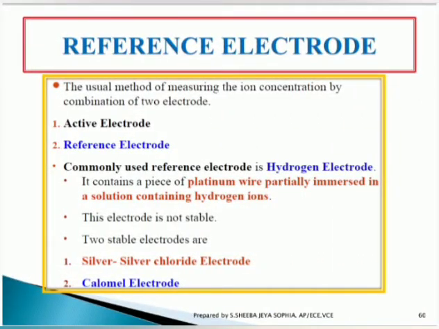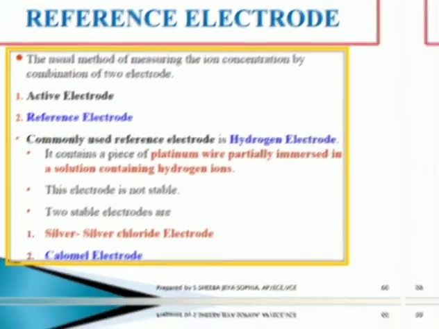A reference electrode is also used along with our measuring electrode. The usual method of measuring ion concentration by a combination of two electrodes is the most frequently used in real-time applications. It has an active electrode and a reference electrode. Commonly used reference electrodes are the hydrogen electrode. It contains a piece of platinum wire partially immersed in a solution containing hydrogen ions, and this electrode is non-stable. Two stable electrodes, like the silver chloride electrode or calomel electrode, are used.